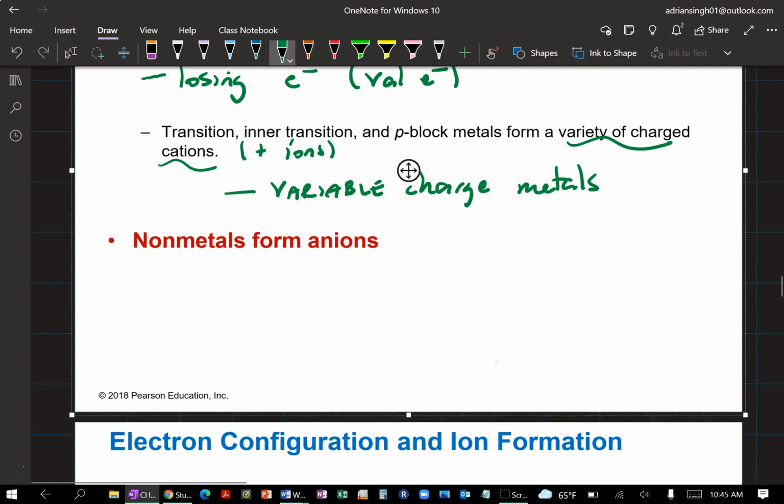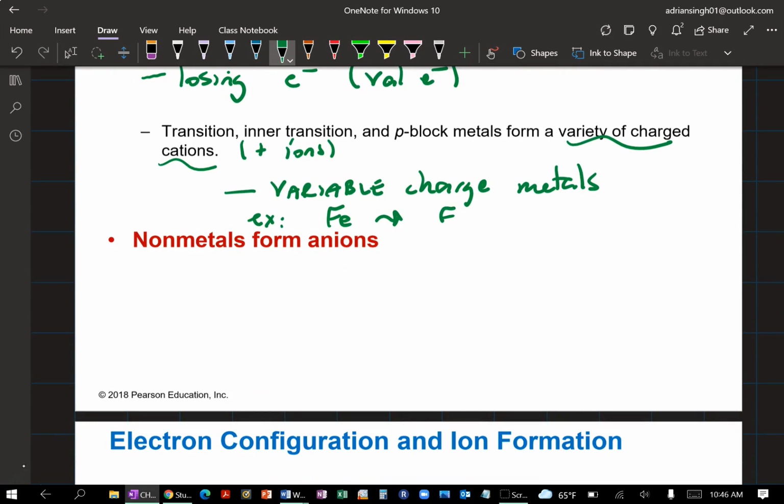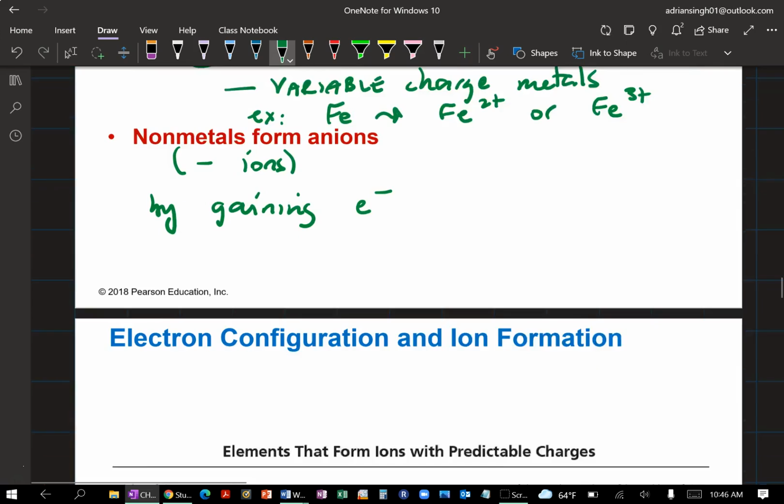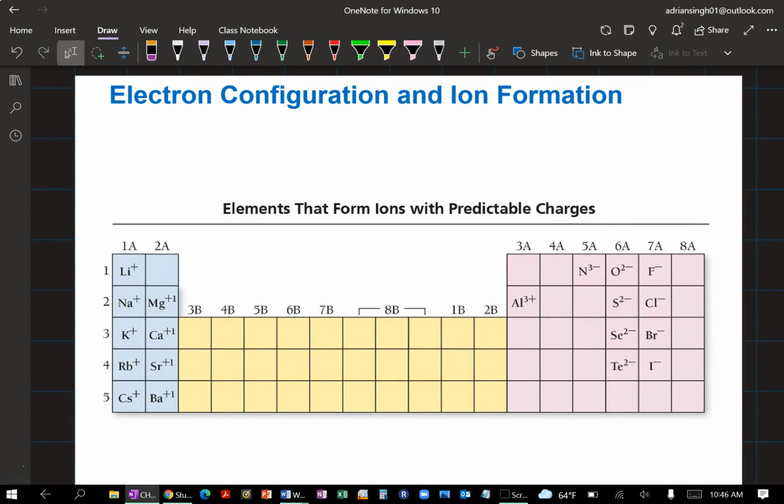And as an example of this, iron, Fe, can be Fe2+, or it can form Fe3+, and it just depends on how many electrons it is giving up. And we'll see that as we get into the next chapter. So metals lose electrons, form positive ions. Non-metals form anions, which are negative ions, and they do so by gaining or accepting electrons.